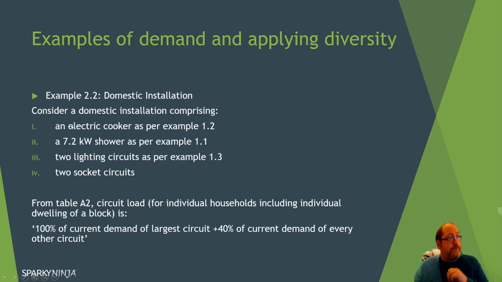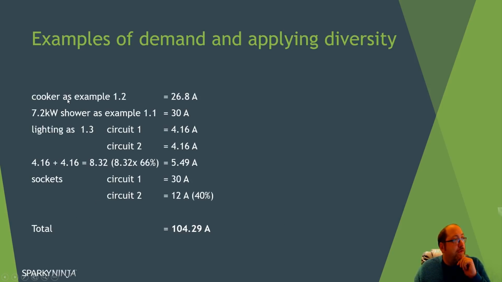So we're going to have 26.8 for the cooker, 30 for the shower, two circuits at 4.16 for the lights, but we'll apply the 66% to them to bring those two down to 5.49. 30 amp for the first socket circuit, 40% of the second. That gives a total maximum demand with applied diversity of 104.29 amp for the domestic installation.